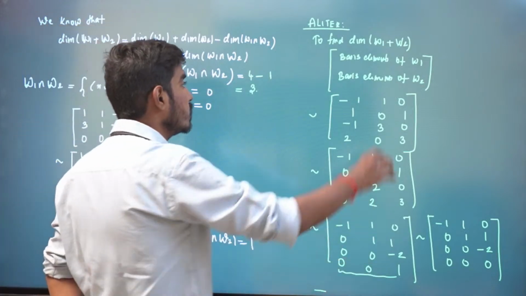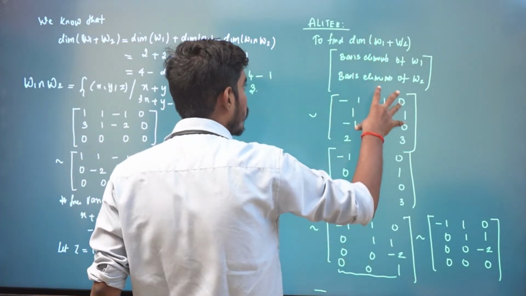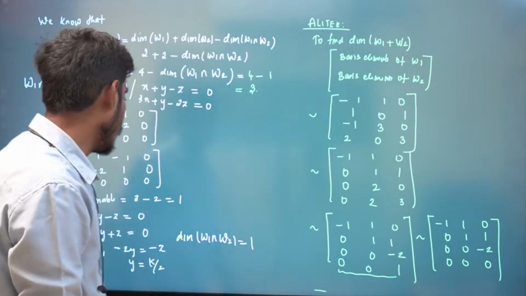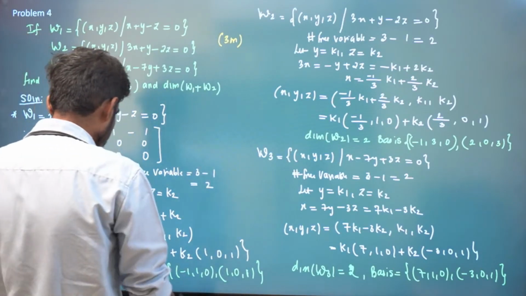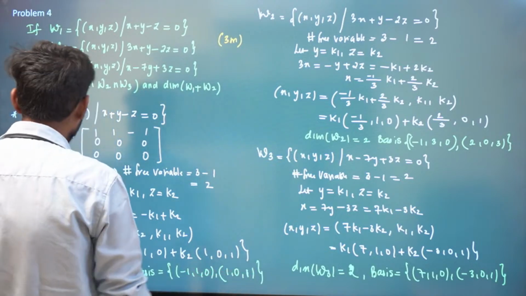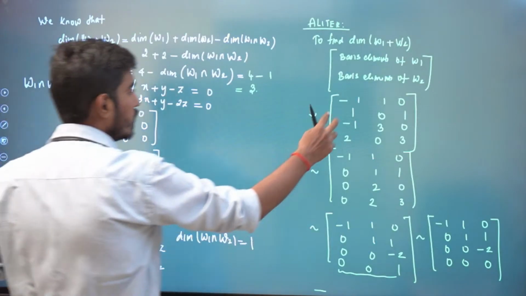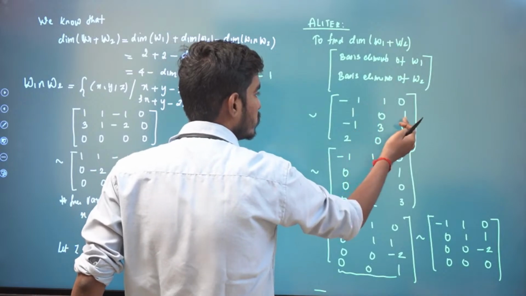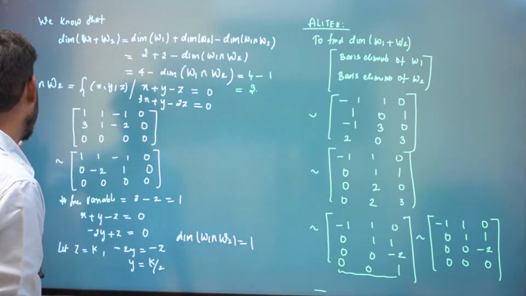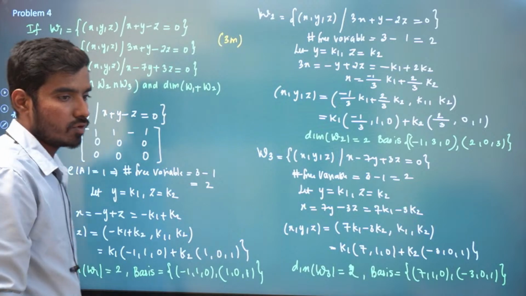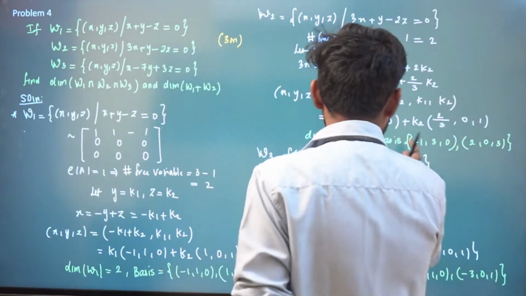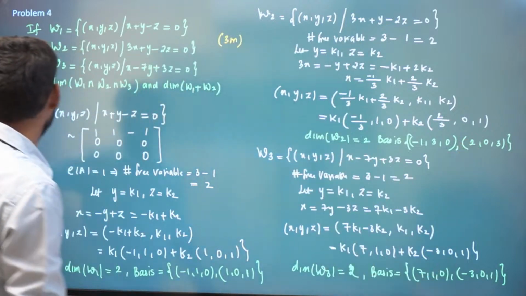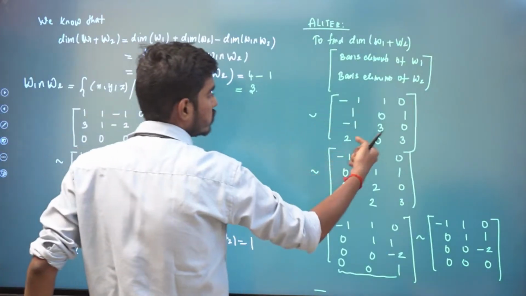What I'm saying is, you write the basis elements of W1 and W2. So what are the basis elements for W1? The basis elements of W1 are given by minus 1, 1, 0, 1, 0, 1, which I'm writing here. And the basis elements of W2 are given by minus 1, 3, 0, 2, 0, 3.